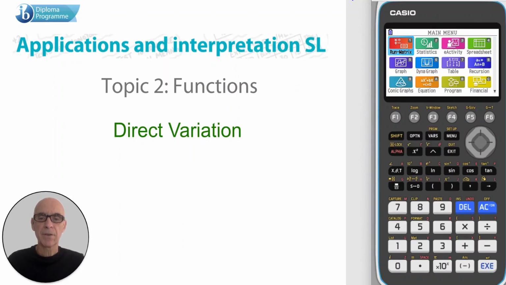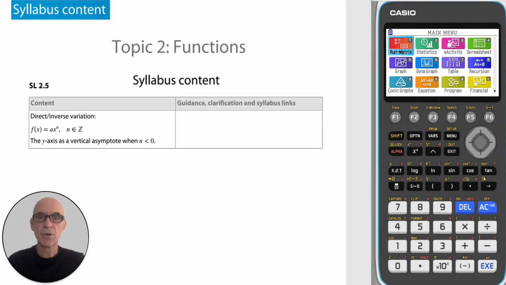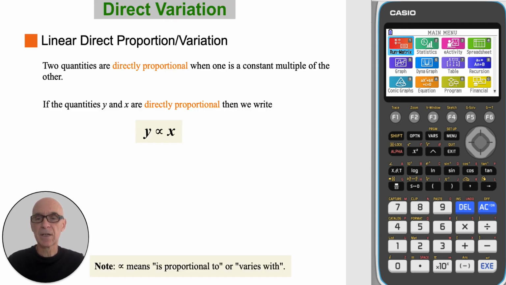Hello, this video is on direct variation, as shown here in the syllabus. Two quantities are directly proportional when one is a constant multiple of the other. If the quantities y and x are directly proportional, then we write y is proportional to x.